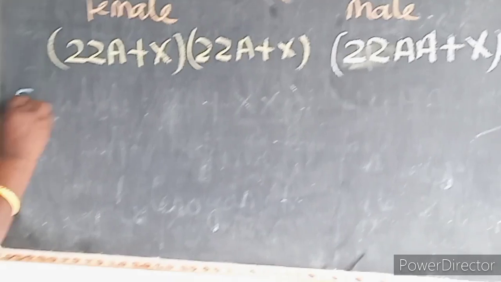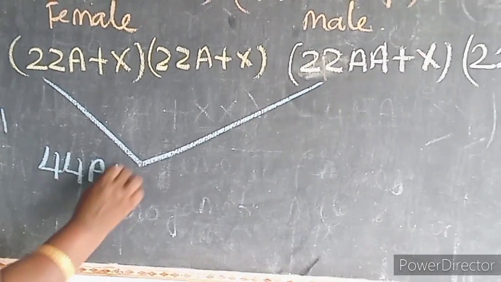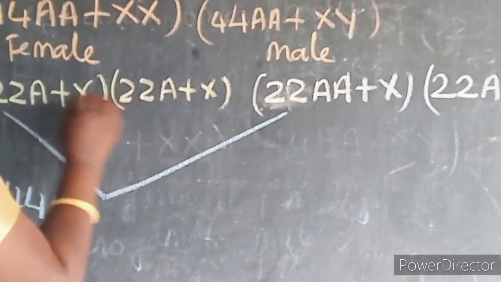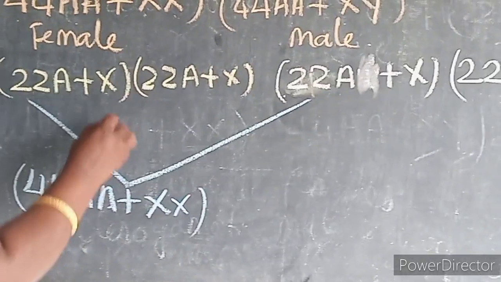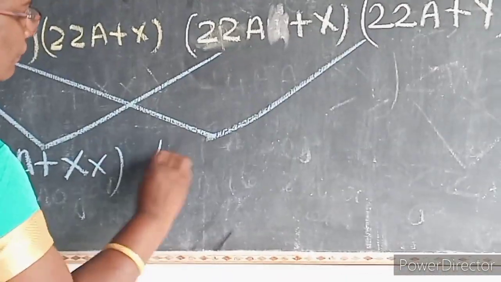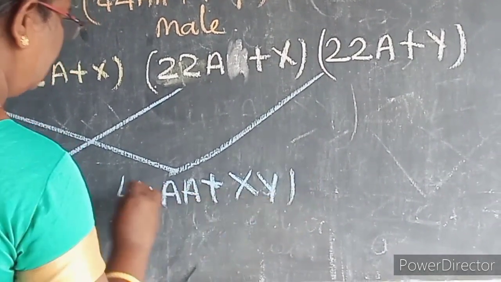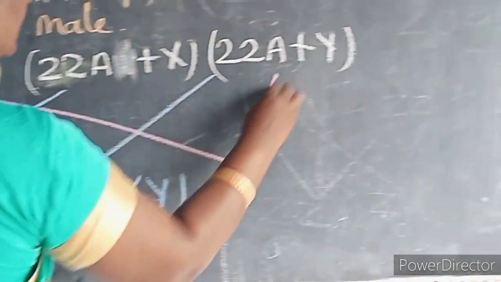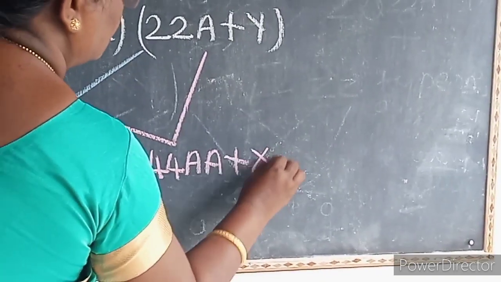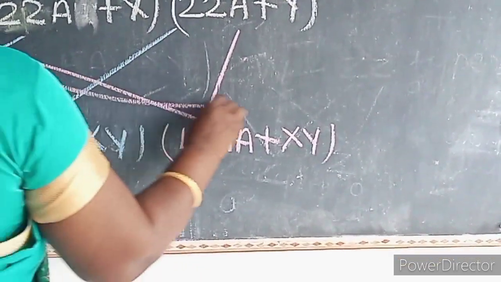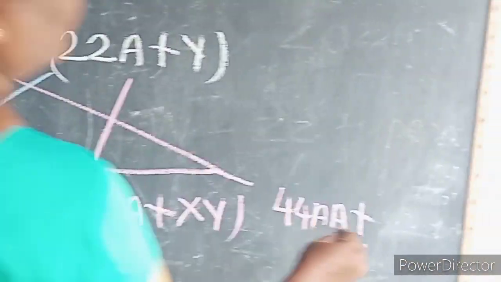So here in the F1 generation, this 22A crosses with this. அப்ப என்ன இருக்கும்? 44 AA plus X and X. Then again, அப்ப என்ன இருக்கும்? 44 autosomes plus X and Y. Then again here 44 autosomes plus X and Y. Then 44 autosomes plus X and X.